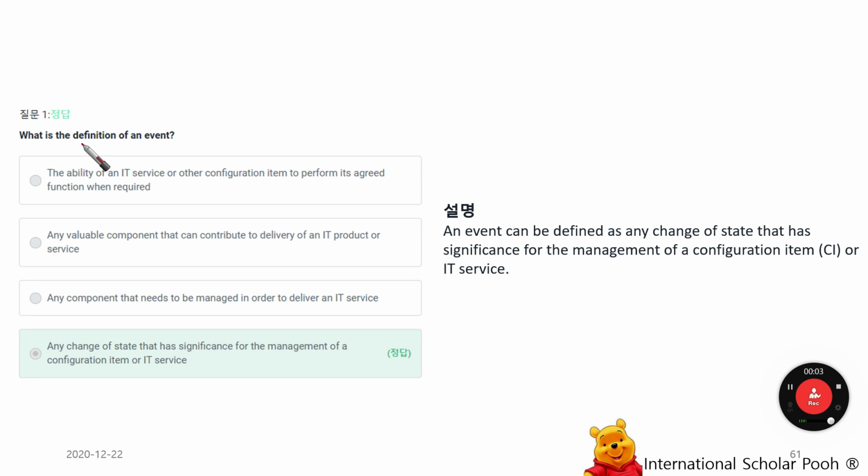What is the definition of an event? Any change of a state that has significance for the management of a configuration item or service. An event can be defined as any change of state that has significance for the management of a configuration item, CI, or service.